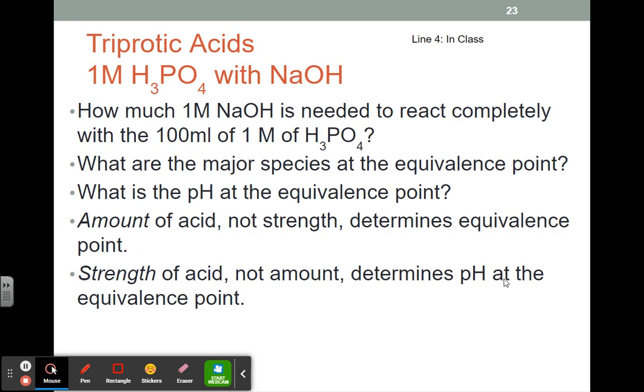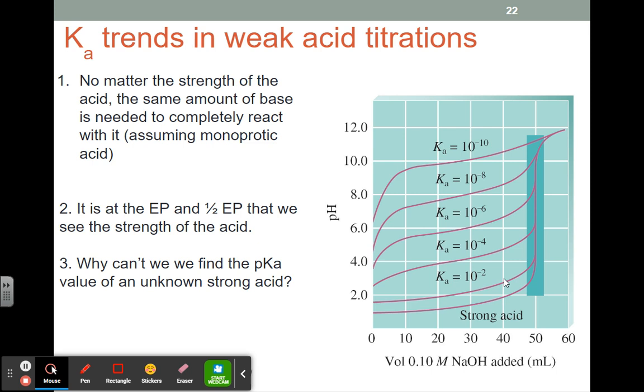molarity of NaOH. And what's going to happen is, notice that it doesn't matter the strength of the acid that we're titrating. So as we're adding NaOH to, let's say, the first Ka versus here the top Ka, they all have the same equivalence point. It's still going to take 50 mils.